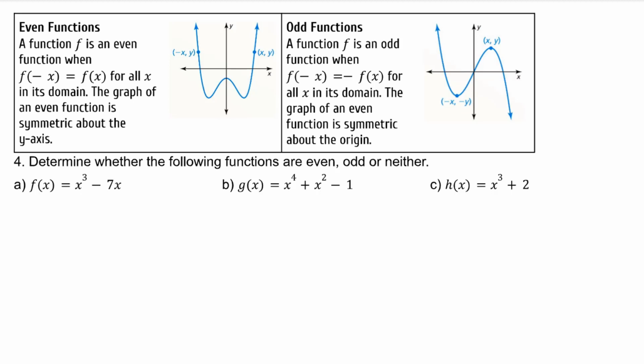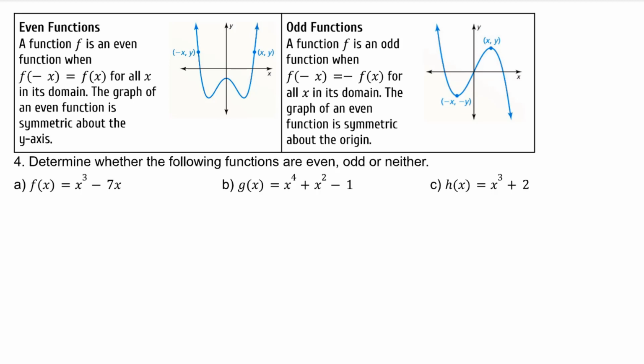A function f is an even function when f of -x is equal to f of x for all x in its domain, and the graph of an even function is symmetric about the y-axis. A function f is an odd function when f of -x is equal to -f of x for all x in its domain. The graph of an odd function is symmetric about the origin, meaning if you rotated the graph 180 degrees about the origin, the result would be the original graph. The graphs would overlap perfectly.